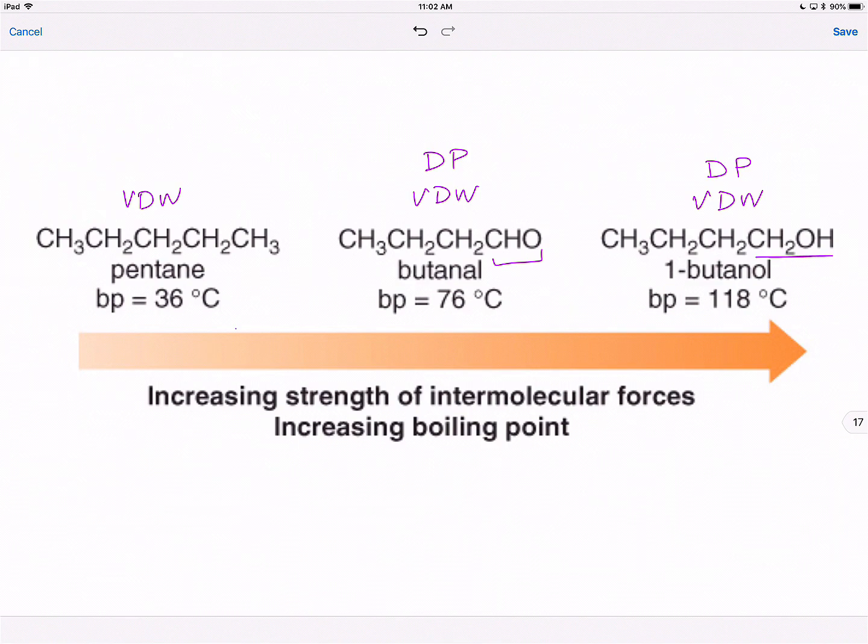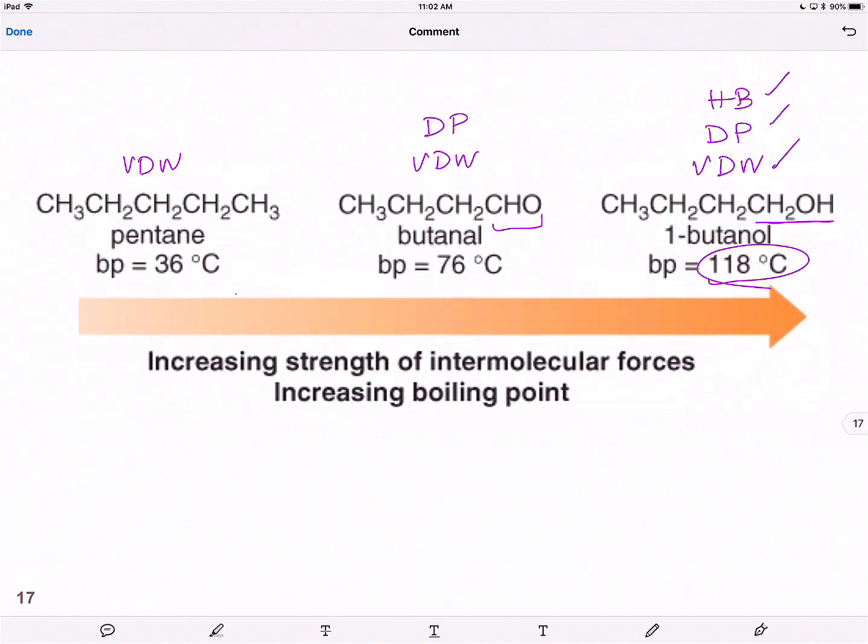But this one specifically has hydrogen bonding, right? Because you have that oxygen-hydrogen bond. When you have hydrogen connected to oxygen, nitrogen, and fluorine, that is a special kind of bond. So the more intermolecular forces, the higher the boiling point. And that's kind of how your analysis, your thought process, is going to go.